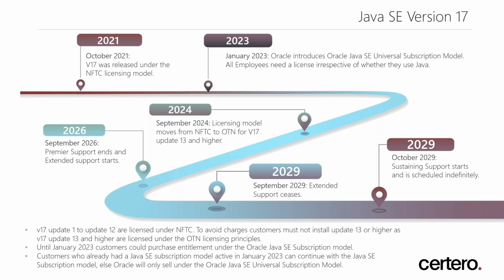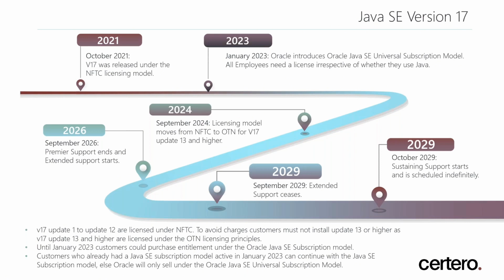The support for version 17 on Premier support will go off to 2026, and it will move from Premier to Extended between 2026 and 2029. So what's the difference between Premier and Extended? Very, very similar, apart from one area where Oracle under Extended will not test Java against third-party products. At the moment, they are doing a lot of testing. And 2029 is where version 17 goes into sustaining, and basically from then onwards, you're on your own.